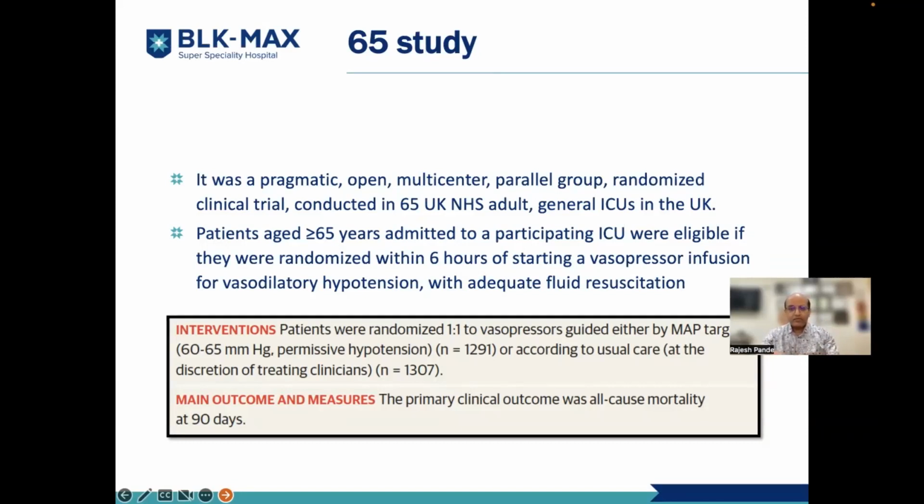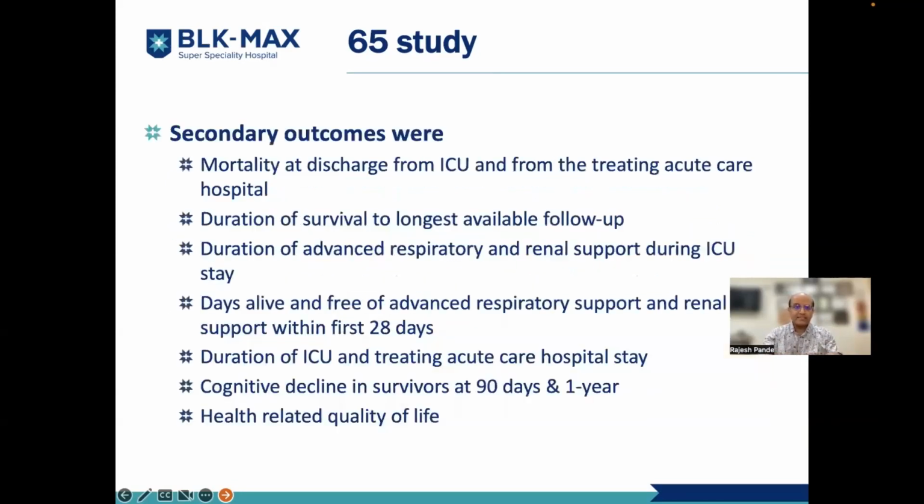And the primary clinical outcome was all-cause mortality at 90 days. They had a lot of secondary outcomes. This study was called 65 study, famously called so. Secondary outcomes were mortality at discharge from ICU and from treating acute care hospital, duration of survival to longest available follow-up, duration of advanced respiratory renal support during ICU stay, days alive and free of advanced respiratory support and renal support within first 28 days, duration of ICU and treating acute care hospital stay. They also looked at cognitive decline as well as health-related quality of life.